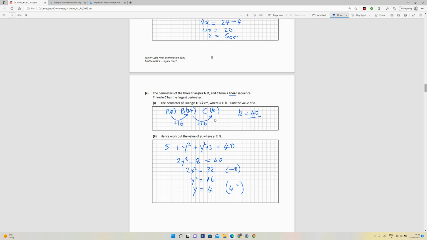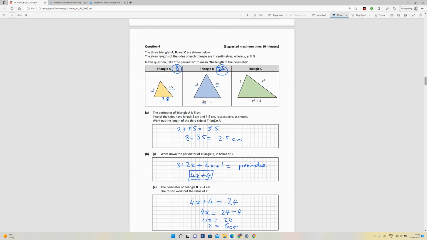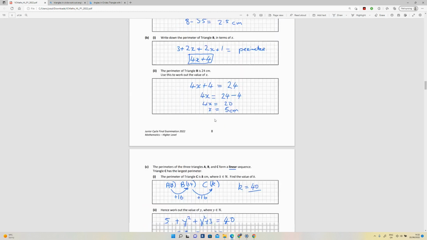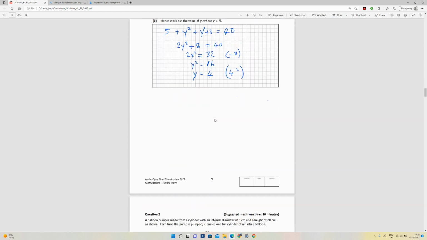So you can go back and check that if you want to. So if I put 4 in there, so 4 squared is 16, plus 3 is 19, plus 16. So if I add those two together, 16 and 5 is 21, plus 19 is 40, which does actually give us the perimeter of 40. So there is your answer for that last part. 4 is the answer.